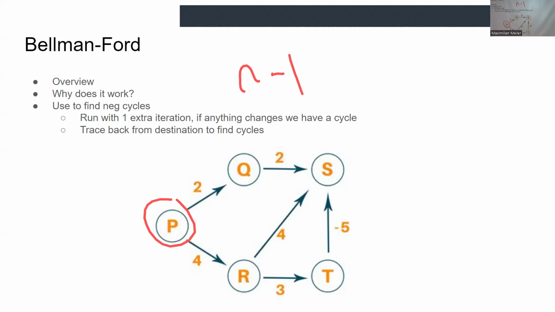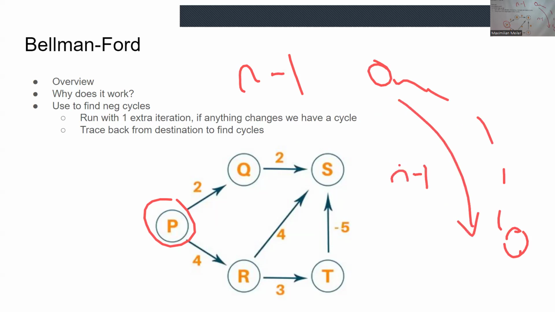Because if you think about it, the longest possible path to a node can only be n-1 edges. If you have a node way over here, on the other side of a graph or whatever, there can only be n-1 edges between the two. The shortest path is capped by that.